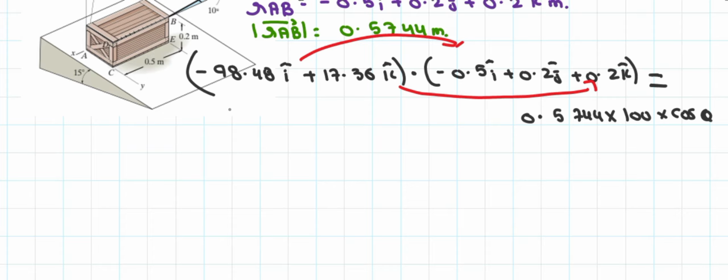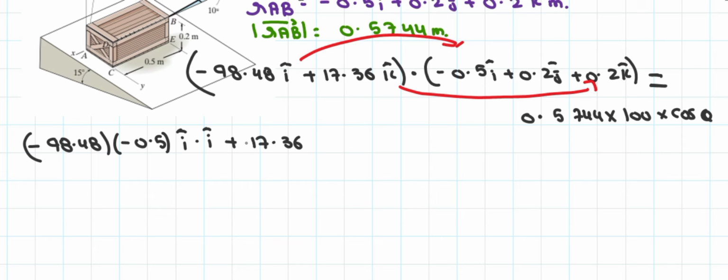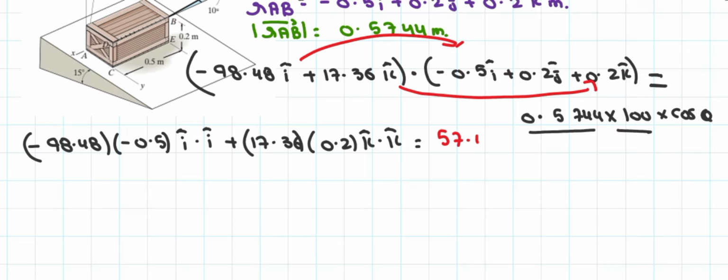Okay, so this will become negative 98.48 into negative 0.5 i dot i with positive sign 17.36 into 0.2 k dot k, which is equal to 0.5744 into 100, and it will become 57.44 into cos of theta. So this one becomes negative 98.48 with negative 0.5.